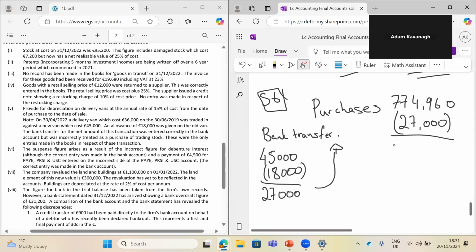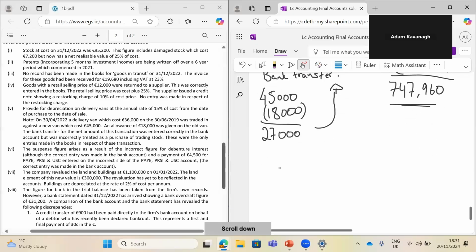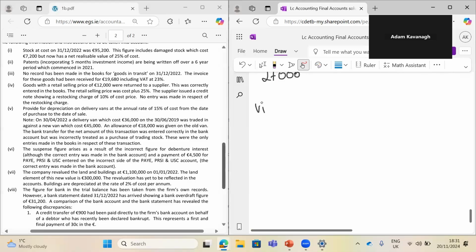Okay, so if you do that sum there, it's 747,960, and that is your new purchases. That is that adjustment finished. So the next adjustment is to do with suspense. So note 6, suspense.